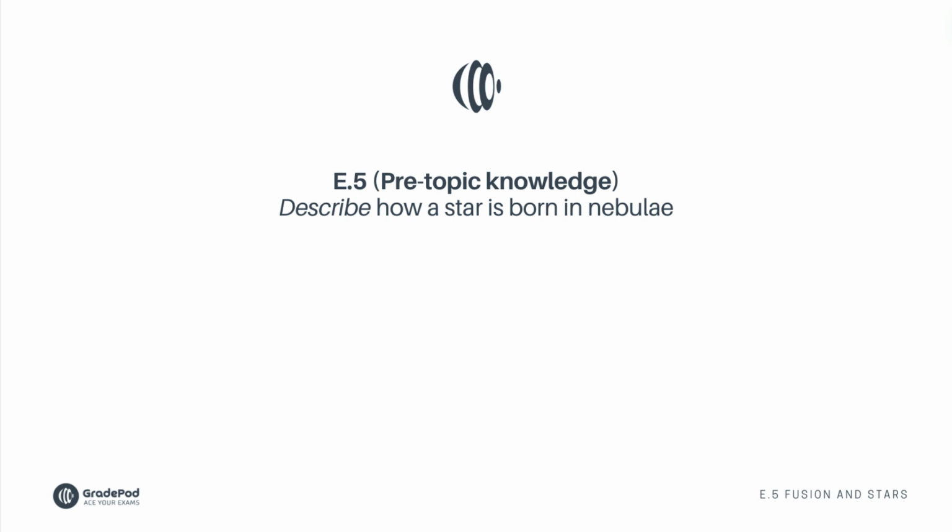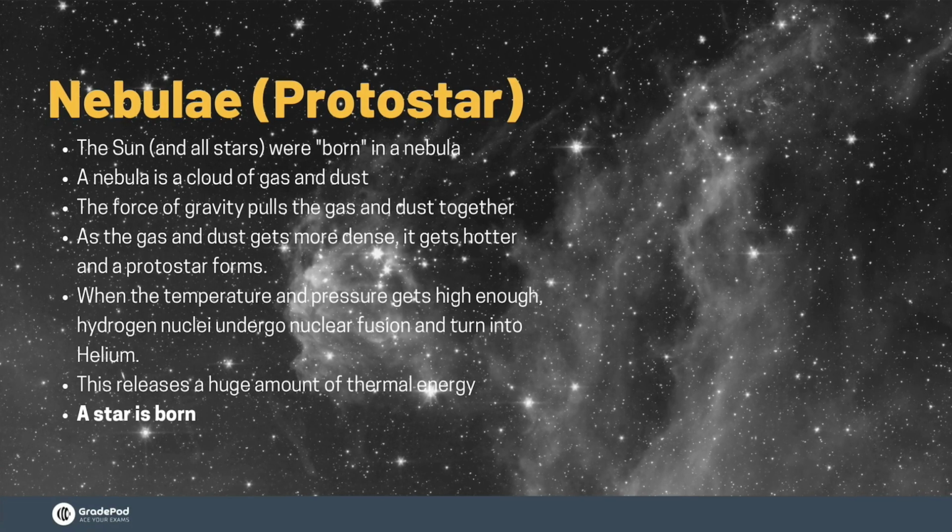Throughout this tutorial, we'll be looking at the various stages of a star's life. But something that's been missed from the syllabus that I think is really important you understand is where the star is born. So we'll start this tutorial with a little bit of pre-topic knowledge looking at the nebula. Now, how did it all start, or how did our sun all start to allow us to have life?